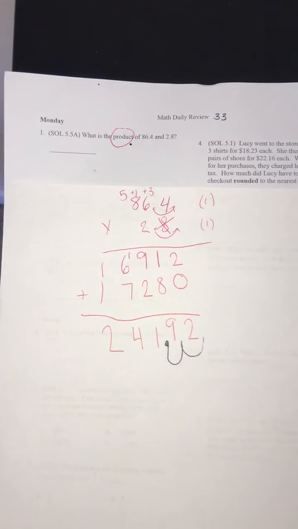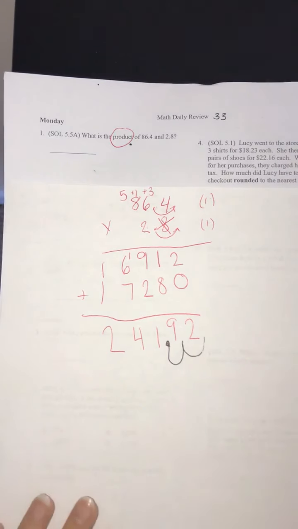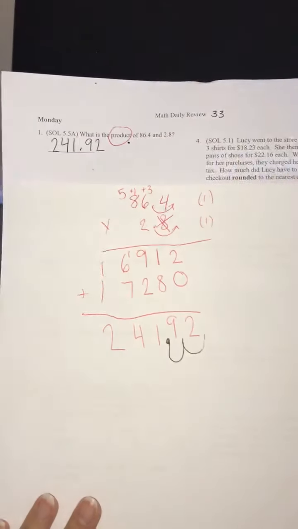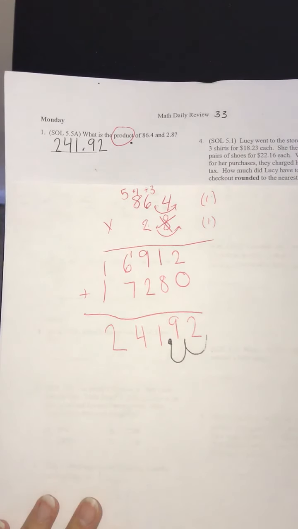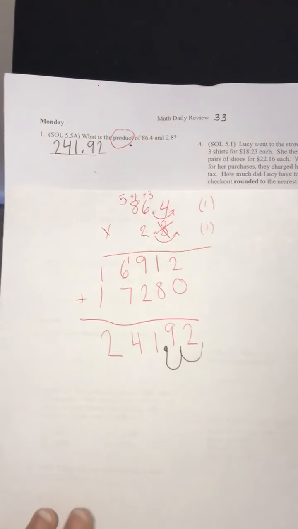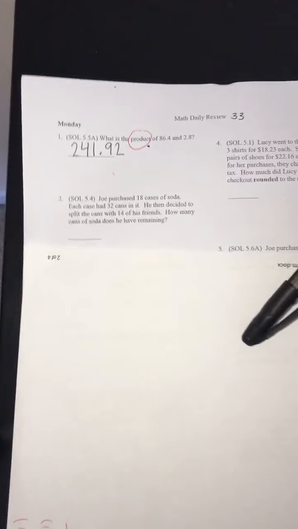hundredths. I'm going to check it on the calculator just to make sure I did it correctly. So 86.4 times 2.8, I got 241 and 92 hundredths. Okay. Awesome. Take a screenshot if you need help with understanding what I did with the multiplying. All right, moving on. Number 2 is a word problem.